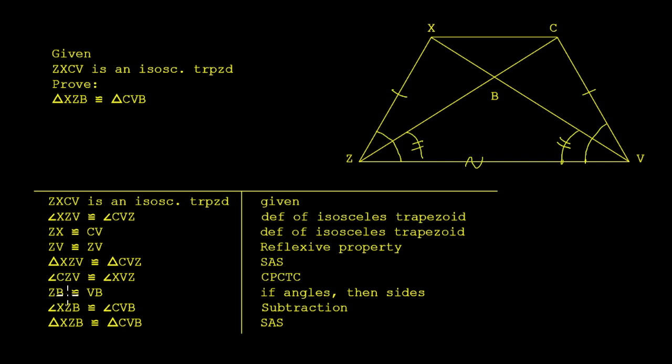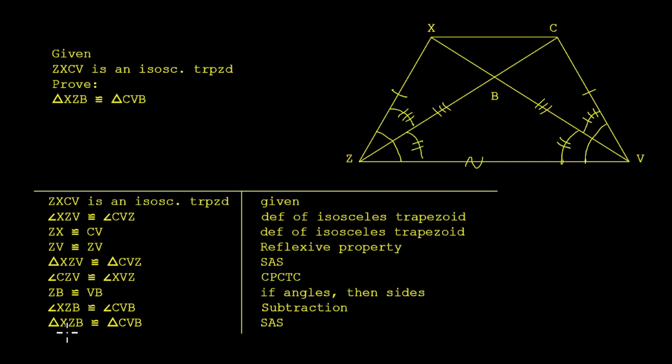Next, ZB is congruent to VB if angles then sides. We have two congruent angles, therefore the sides opposite are also congruent in this triangle. Next, angle XZB is congruent to angle CVB by subtraction. We are subtracting congruent angles from congruent angles, and that gets us congruent angles there and there.